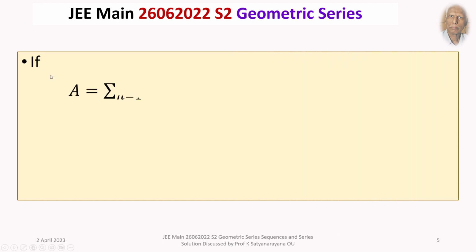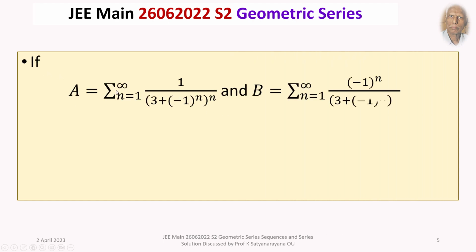The given question is, if A is equal to sigma n is equal to 1 to infinity 1 by (3 plus (minus 1) to the power of n) whole power n, and B is equal to sigma n is equal to 1 to infinity (minus 1) to the power of n by (3 plus (minus 1) to the power of n) whole power n in the denominator, then A by B is equal to. We are given two infinite series A and B.